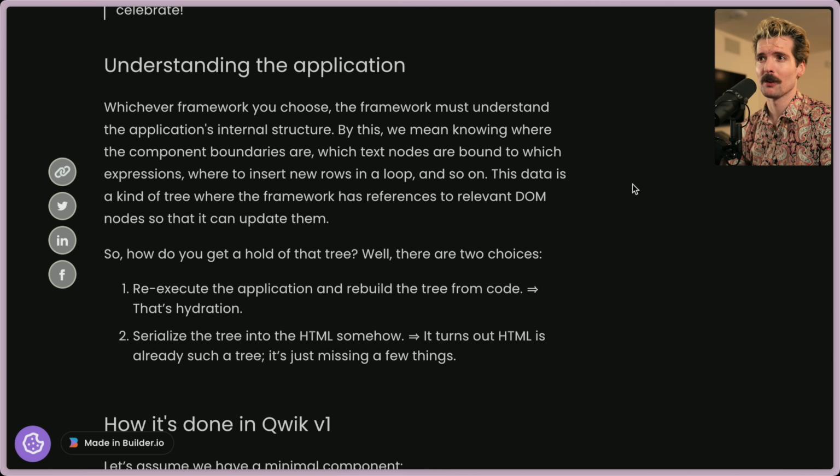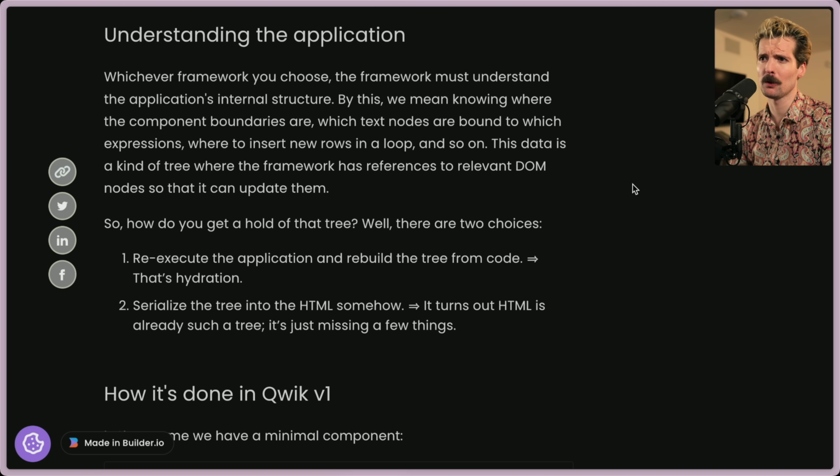Understanding the application. Whichever framework you choose, the framework must understand the application's internal structure. By this, we mean knowing where the component boundaries are, which text nodes are bound to which expressions, where to insert new rows in a loop, and so on. This data is a kind of tree where the framework has references to the relevant DOM nodes so that it can update them. So, how do we get a hold of that tree? Well, there are two choices. One is that we can re-execute the application and rebuild the tree from code, which is hydration. The other option is we can serialize the tree into the HTML somehow, which turns out the HTML is already such a tree, it's just missing a few things.